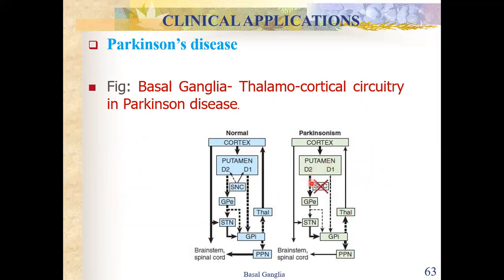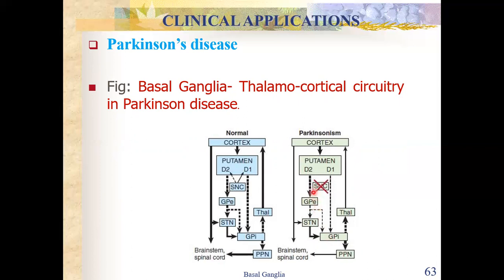So that will increase the inhibitory feedback to the globus pallidus external segment. And then the globus pallidus external segment's inhibitory output to the subthalamic nucleus will reduce, and the subthalamic nucleus will increase its excitatory output to the GPI, the globus pallidus internal segment. So there is nothing to inhibit the subthalamic nucleus from its excitatory output to the GPI. That is what happens in Parkinson's.